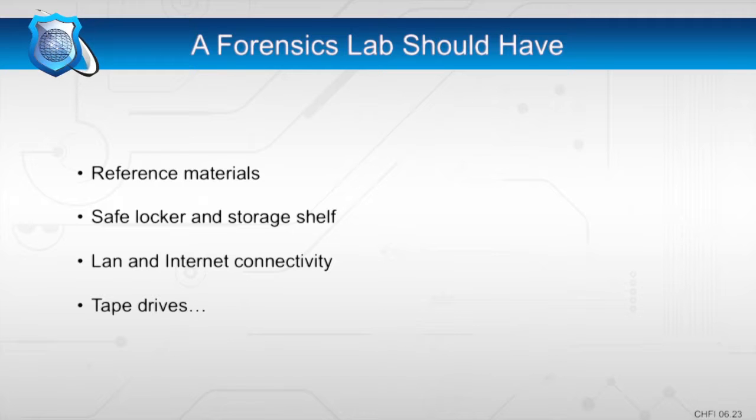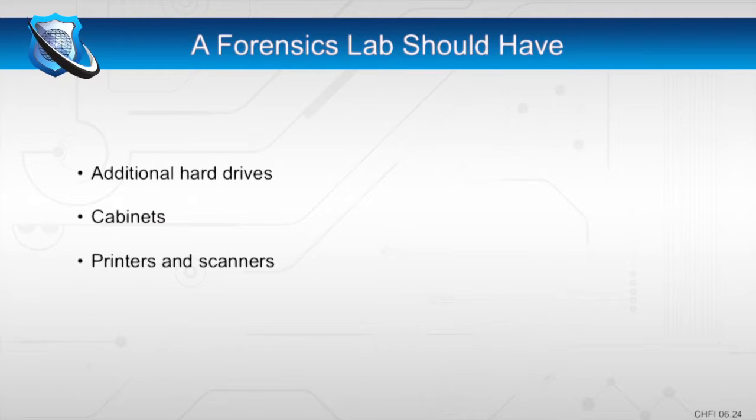And if you need to do backups, you need tape drives. You should also have additional hard drives that have been wiped and referenced correctly. We'll talk about wiping in a little bit. You should have the cabinets to store all this stuff, the printers and the scanners that you need.